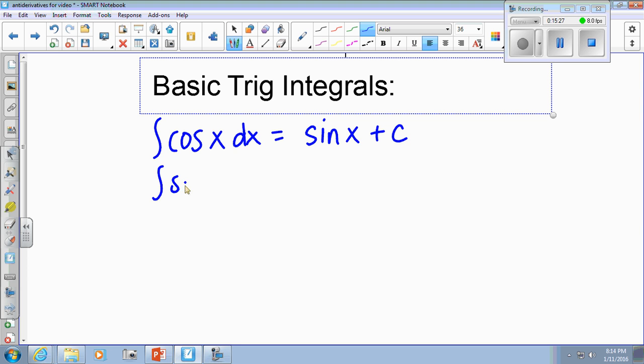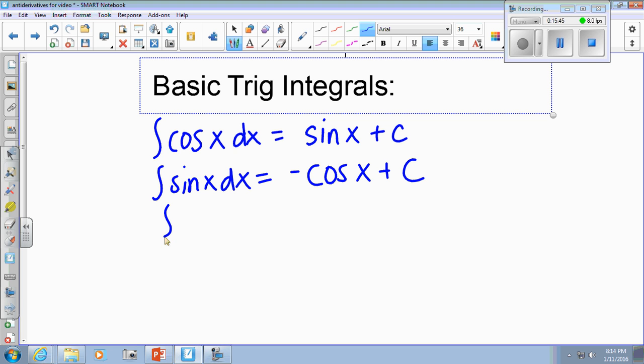Okay, the integral of sine x dx is going to be negative cosine x because the derivative of cosine is negative sine. So in order to fix that, I'm going to have to put a negative in front of that cosine.